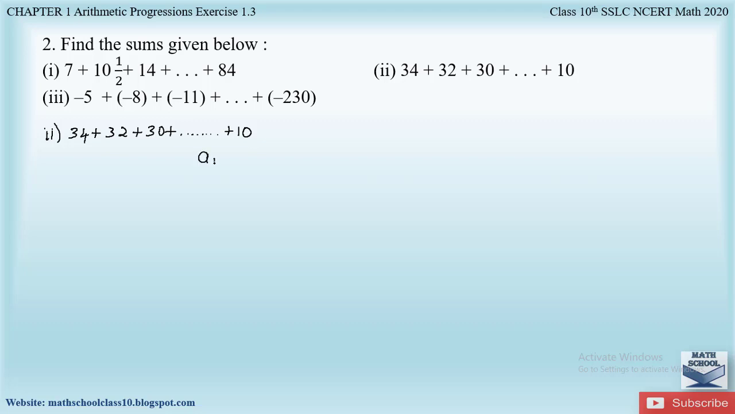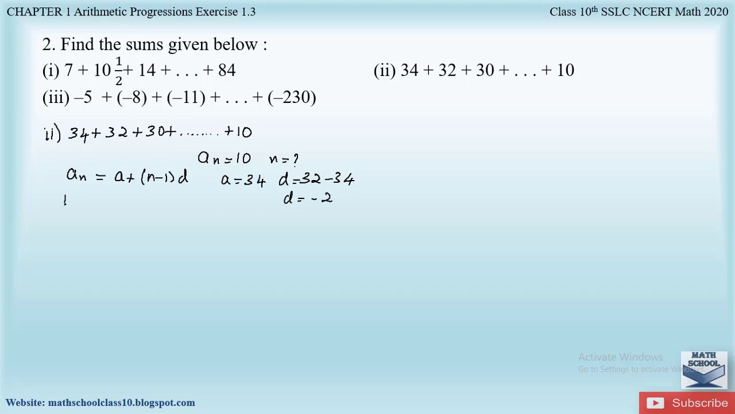So an is given here, that is 10. We have to find the n value. So let us use the nth term formula: an is equal to a plus n minus 1 into d. So a is equal to the first term, that is 34, and d is equal to the second term minus the first term, 32 minus 34. So d is equal to minus 2. So let us substitute here.